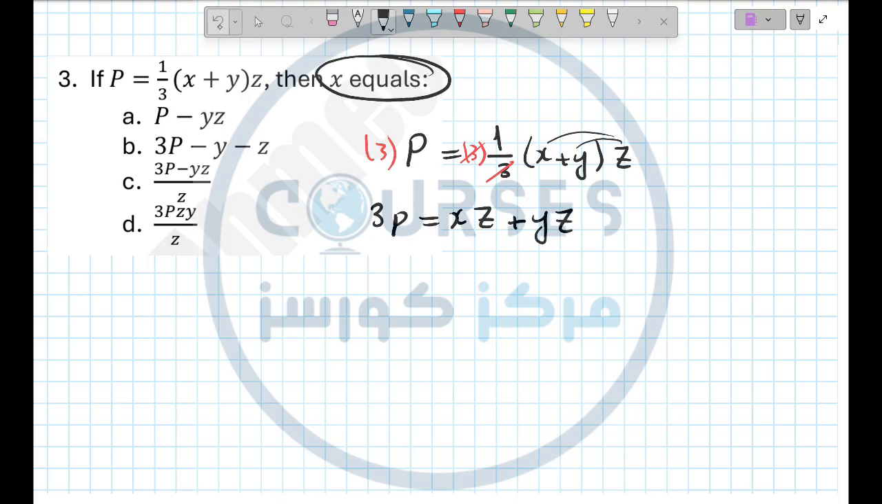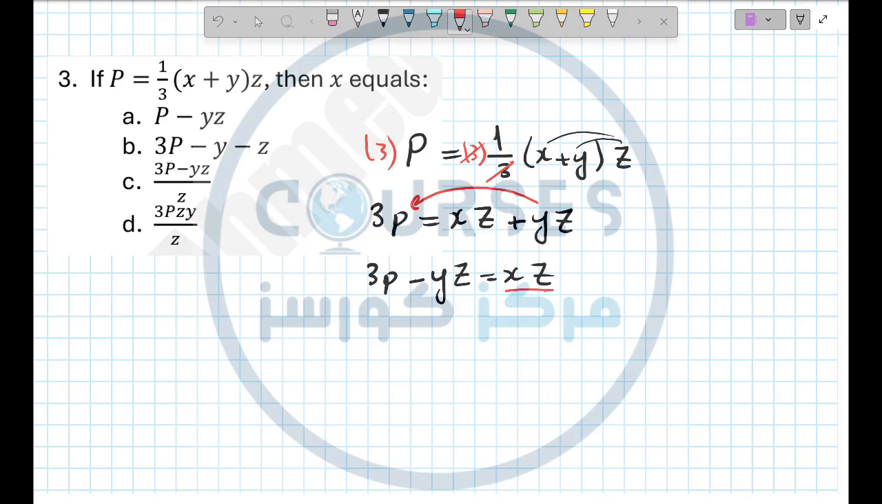He's asking for x, so I need to make x alone. So let's send this to the other side. So this becomes 3p minus yz equals xz. X is still not alone, we need to get rid of this z, so divide by z, divide by z. So we are left with x equals 3p minus yz over z, which is C.